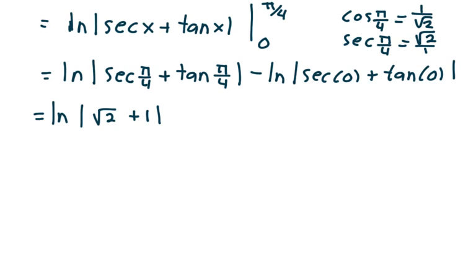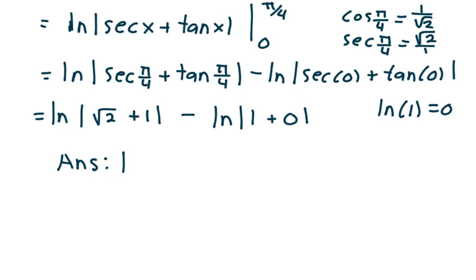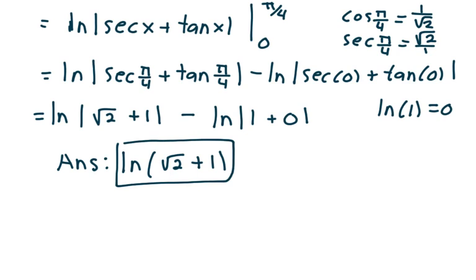Tangent of pi over 4 is 1. And I'm going to subtract natural log of secant of 0 is 1. Tangent of 0 is 0. And so the answer here, natural log of 1 is 0, by the way. So the answer is natural log of square root of 2 plus 1. That's how you do example 4.